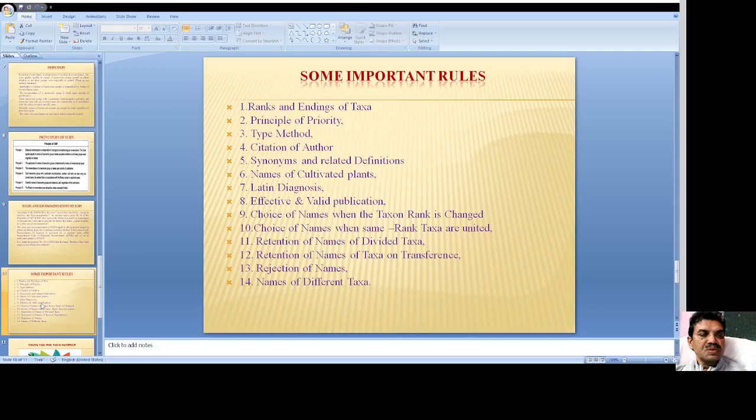So the Linnaeus name must follow the scientific name. Then there are lists of synonyms and related definitions. Then there are some provisions for cultivated plants. Then irrespective of the name, nomenclature or description of the plants, it must be Latin diagnosed. Then any publication to be effective and valid will not be done simply. There are some rules and regulations to make a publication effective and valid on acknowledgement by the academic fraternity. So these are some of the rules that have been set forward by the ICN as per its rules and recommendations in this particular aspect.